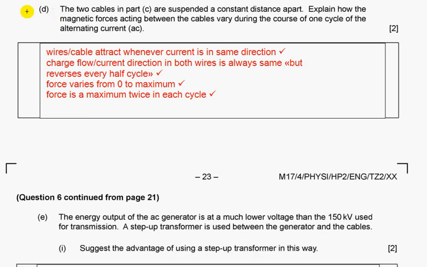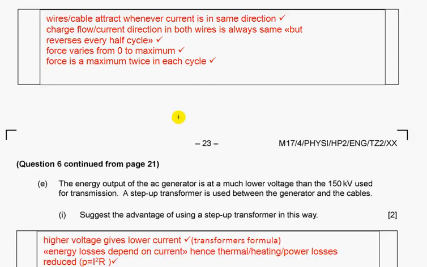Two cables in part C are suspended a constant distance apart. Explain how the magnetic force acting between the cables varies during the course of one cycle of the alternating current. So wires attract whenever the current is in the same direction. Every half cycle the current changes direction, but they are always in the same direction. So we have attraction with maximum twice in each cycle.